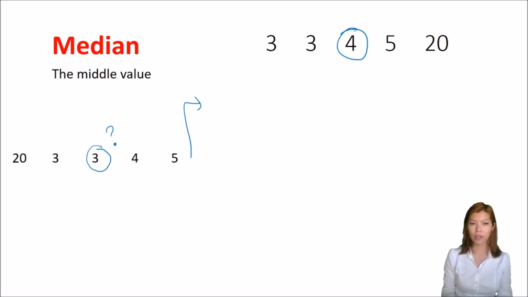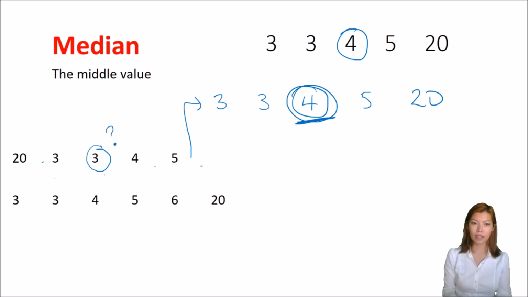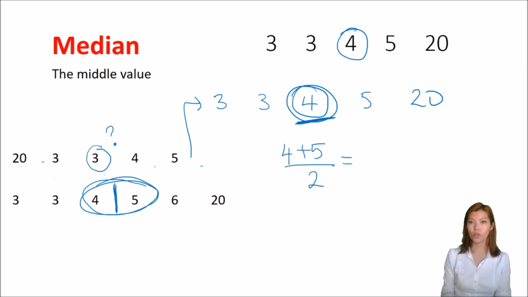Whenever you get values, you must make sure to put them from smallest to largest. So here we have 3, 3, 4, 5, and then 20. If you do so, then your middle value will be correct. Let's have a look at another set of numbers. In this case, we have 6 values. What happens when we have an even number of values? We can't get the middle value, so we're going to get the middle 2 values. In that case, we're going to take the 4 and the 5, and then find the average of the 2, which is 4.5. That is our median value.